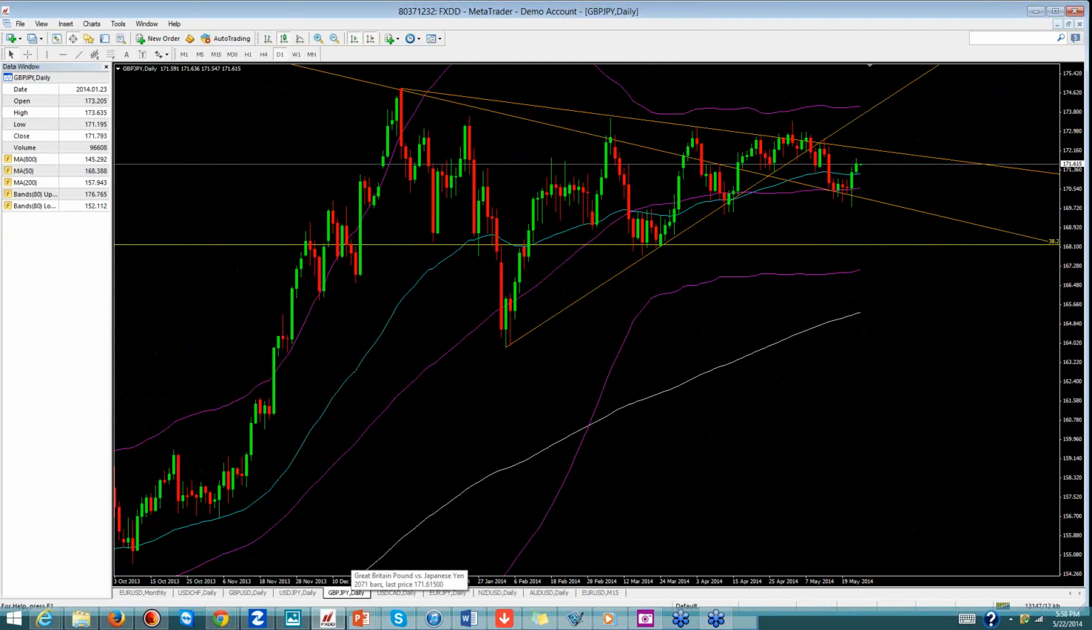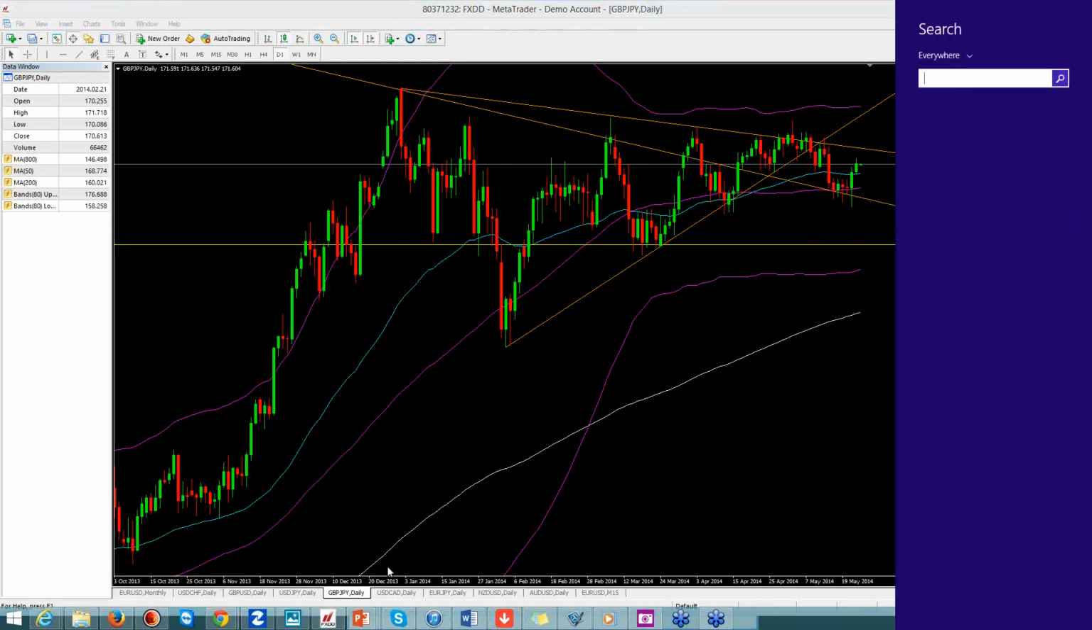Pound yen, the same thing. We're going to look for price to move up to 172.23 in that vicinity before it continues to move down again. I believe there's a trend line right here that seems to be very strong, and the market is recognizing and respecting.